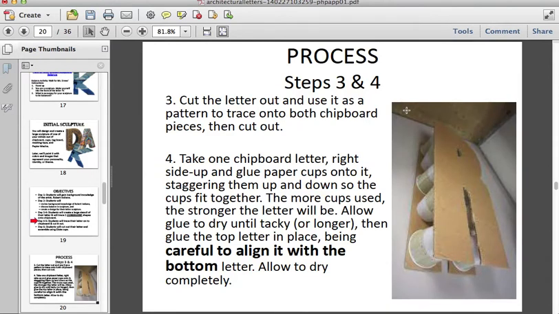If you look at this slide, it shows you steps 3 and 4. After you've cut out your stencils and you have a front and back of your letter made of chipboard, you're actually going to take these cups and space them out throughout your letter. You're going to glue one side, and then once that one side is glued, you're going to glue the next side and put them both together so that the letters are on both sides of the cup. You want to make sure that they're aligned properly, because if they're not aligned properly, then your letter will not be able to be balanced and stand upright.